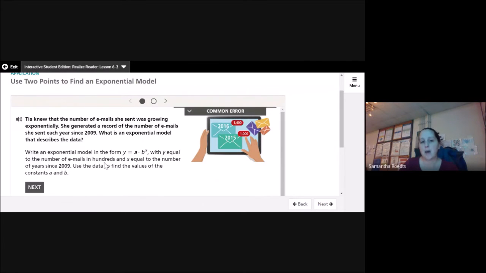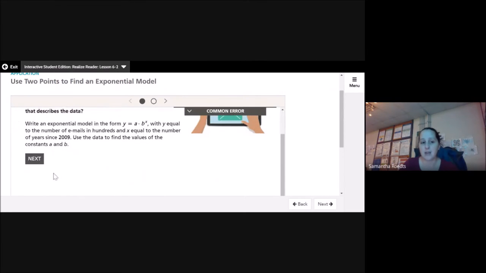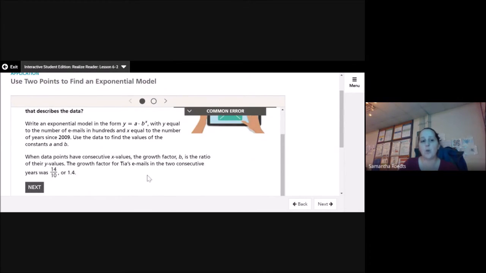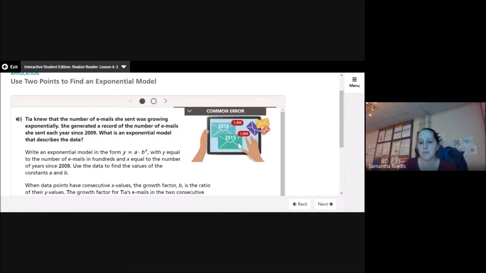So I write an exponential model in the form y equals a times b to the x, with y equal to the number of emails in hundreds and x equal to the number of years since 2009. Use the data to find the values of the constants a and b. So when data points have consecutive x values, the growth factor b is the ratio of their y values. So the growth factor for Tia's emails in the 2 consecutive years was 14/10.